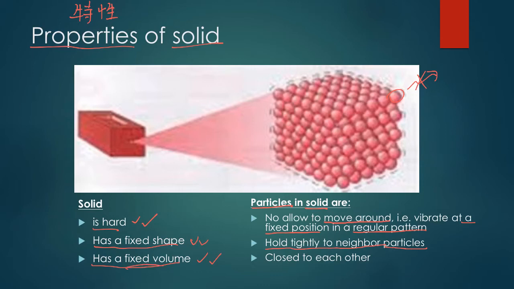And why do they have fixed volume? Why can they not be compressed? The reason is very simple, because the particles in the solid are very, very close to each other. The spacing is almost zero, no space between particles. That's why they cannot be compressed. So this is how we use the particle model to explain the features of solid. Now, how about liquid?